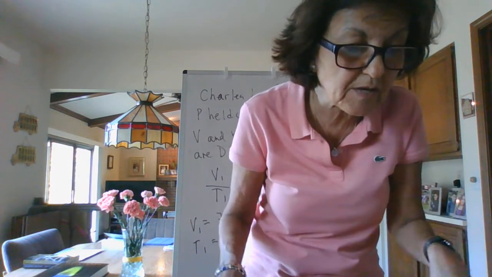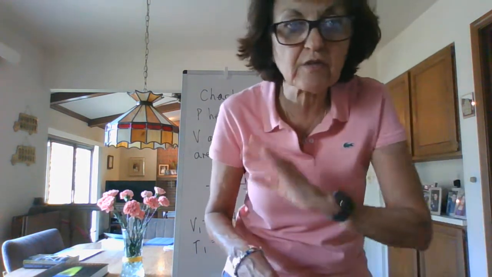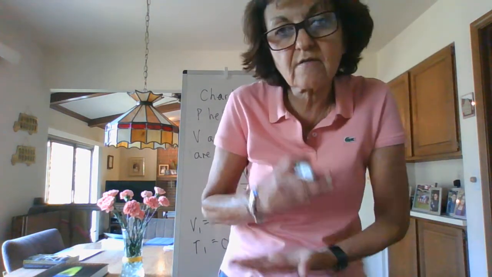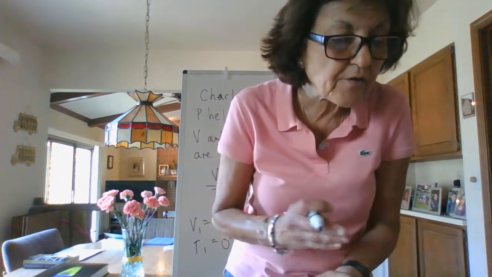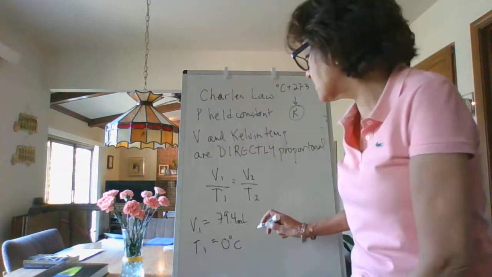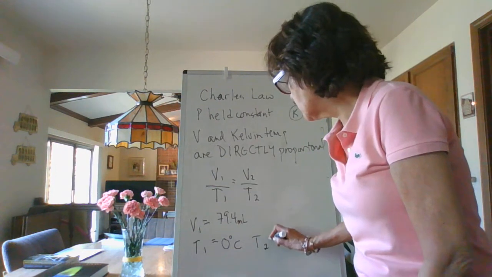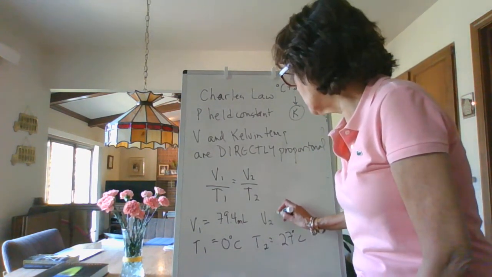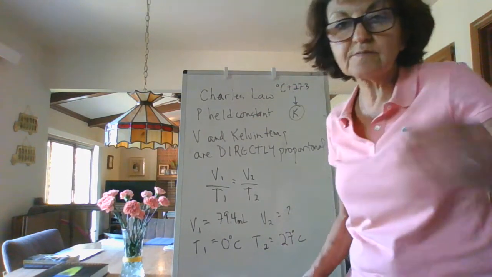Now the pressure is going to remain constant, so they put the pressure there, but you're not using it for this because the only thing that's changing is the volume and the temperature. And they're asking you, how many milliliters of gas would you obtain at 27 degrees Celsius? So now we have 27 degrees Celsius, and they want to know what V2 is.